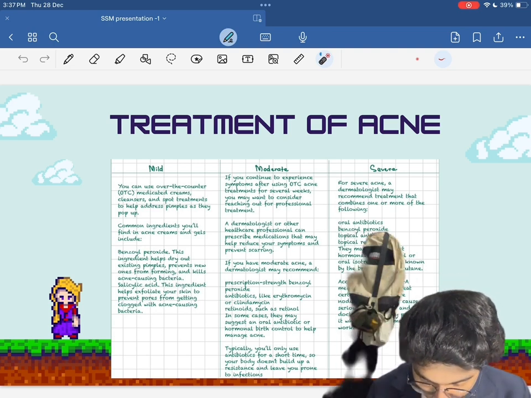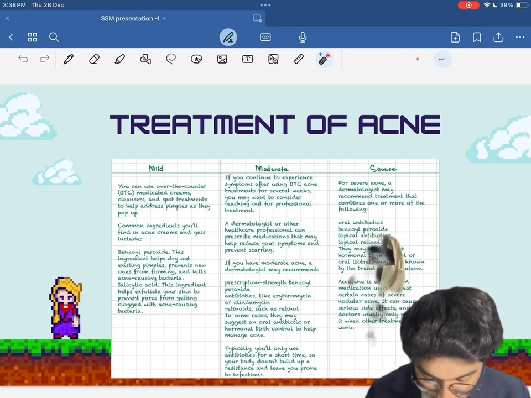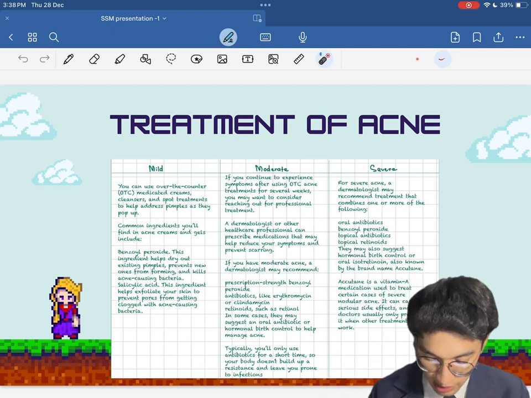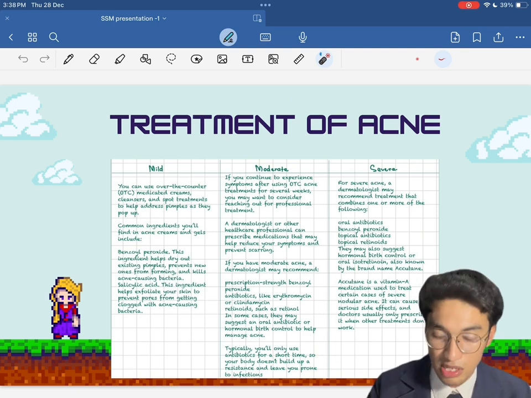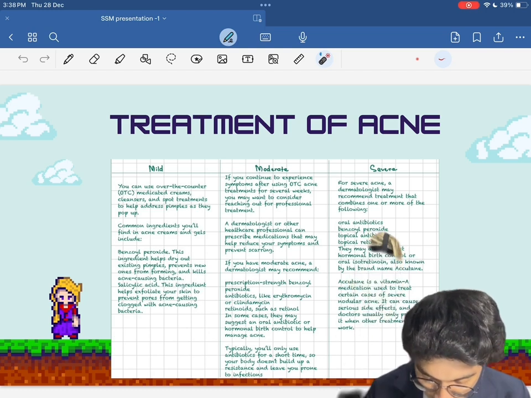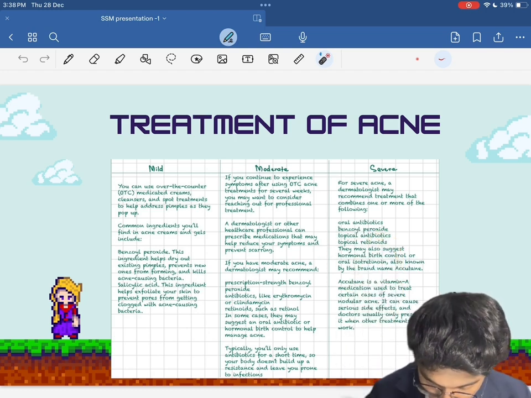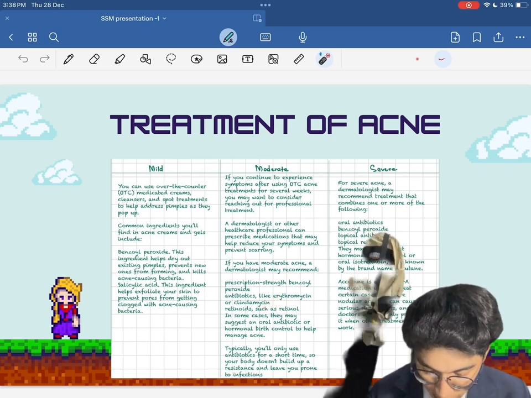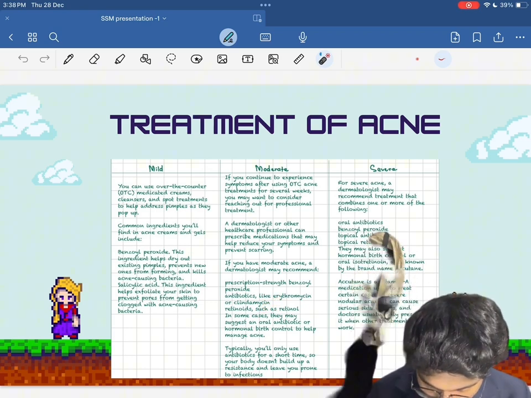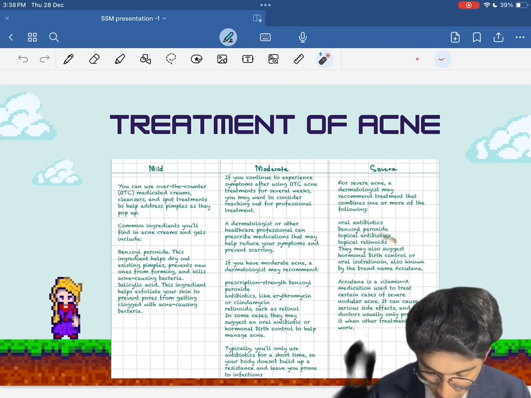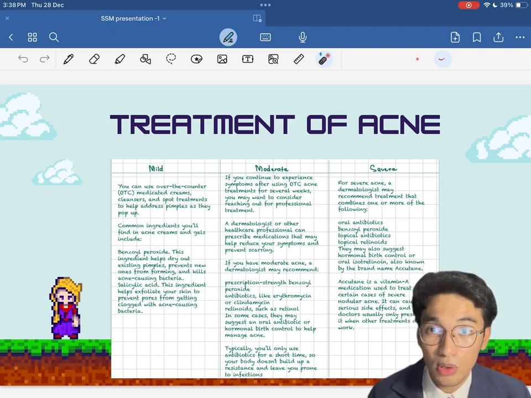If you have moderate acne, a dermatologist will recommend prescription-strength benzoyl peroxide, which comes in many percentages. Antibiotics like erythromycin or clindamycin. Retinoids, such as retinol. In some cases, they may suggest an oral antibiotic or hormonal birth control to help manage acne. Typically, you only use antibiotics for a short time, so your body doesn't build up resistance and leave you prone to infection.